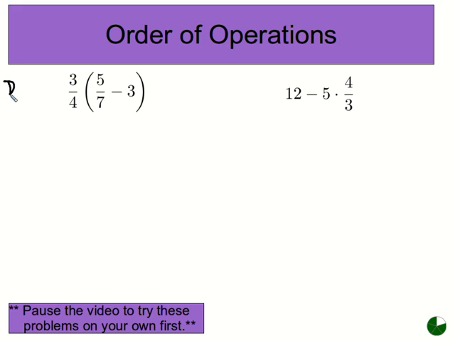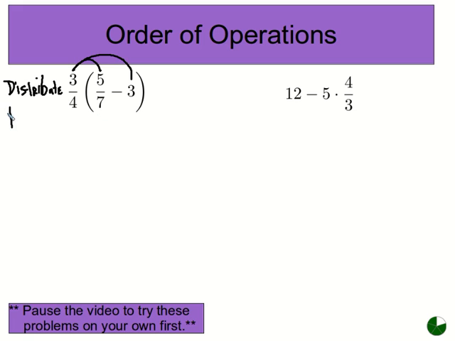We could, as we've learned in algebra, use the distributive property. That would mean taking the 3/4, multiplying by 5/7, and also multiplying it by 3, and then subtracting the answers. Now, what this is going to require us to do is 2 multiplication problems, 3/4 times 5/7, and then 3/4 times 3, and then 1 subtraction problem, because we're going to have to subtract our 2 answers to those.